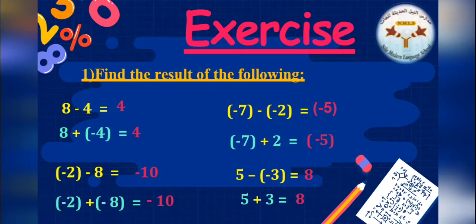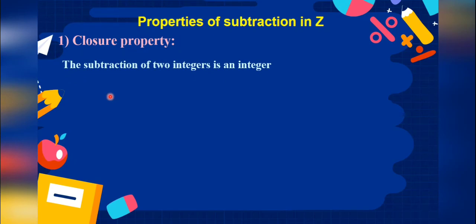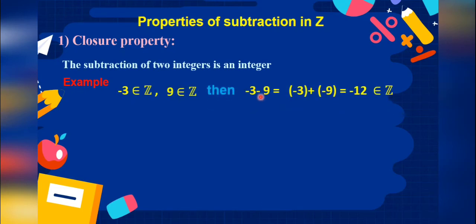Let's take the properties of subtraction. Closure property. Subtraction of two integers is an integer. So subtracting two integer numbers gives an integer. Example: negative 3 and 9 belong to Z, and negative 3 minus 9. So I will change the sign: negative 3 plus negative 9.